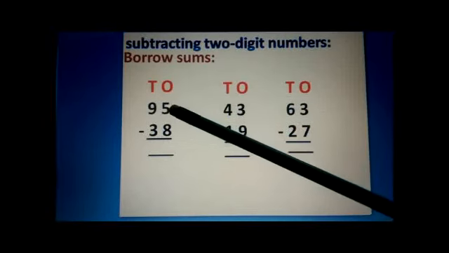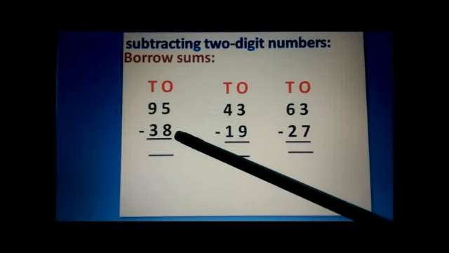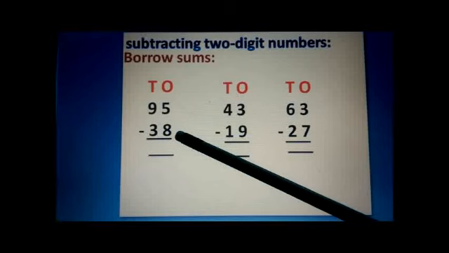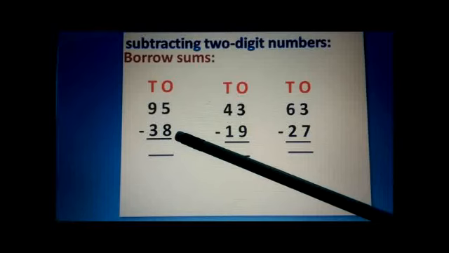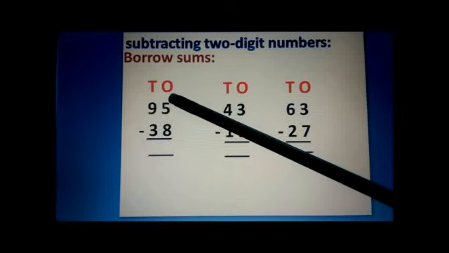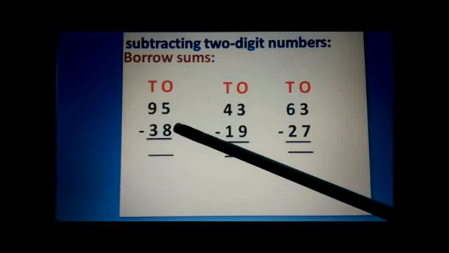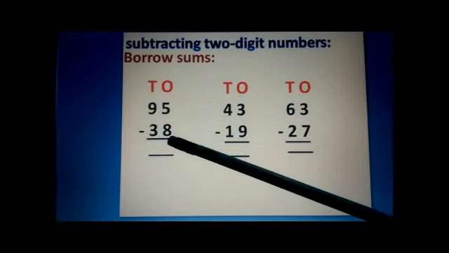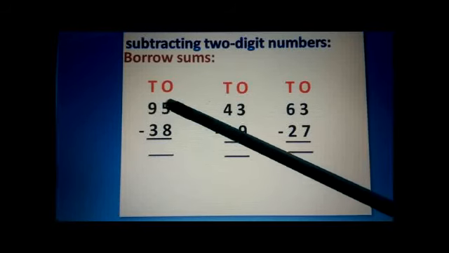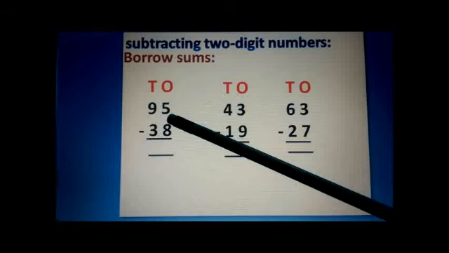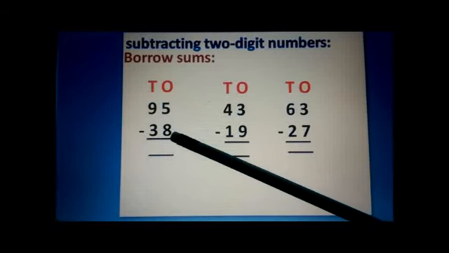We have to minus 95 and 38. So let's start to minus from the one side. What is the value of one side? 5 minus 8. 5 is less than 8, so we can't minus 8 from 5. So we have to take borrow from 9, which makes it 15. 15 minus 8. What is the answer of 15 minus 8?